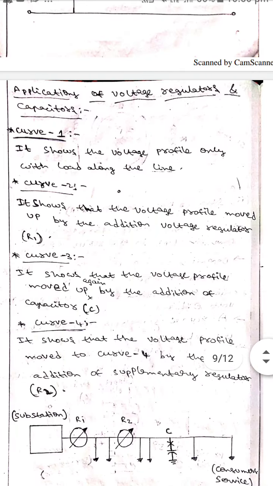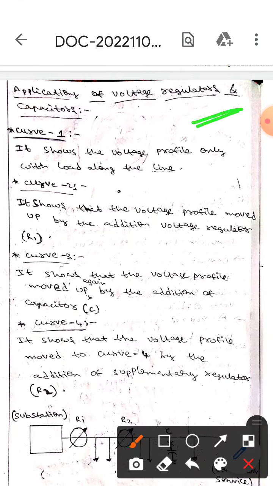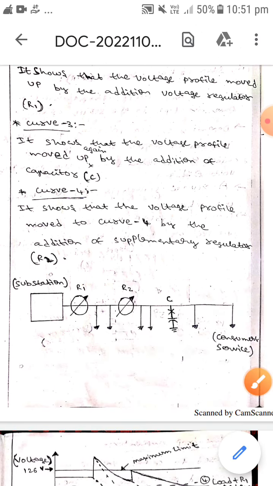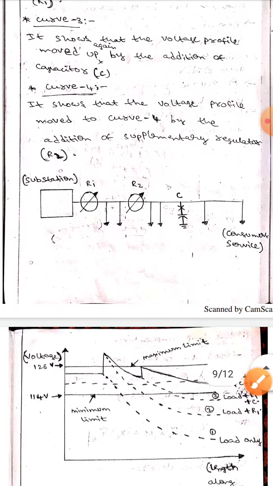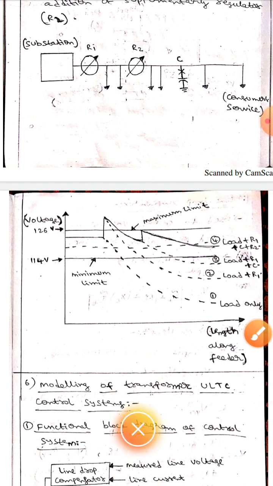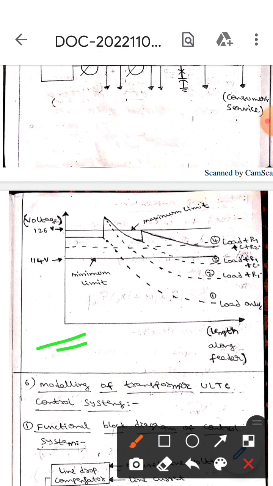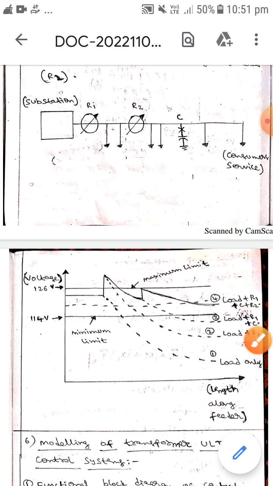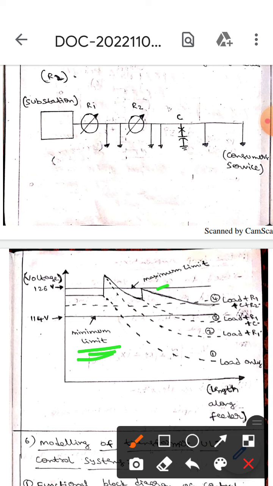Now let's see the applications of voltage regulators and capacitors. This diagram represents the applications of voltage regulators and capacitors. And here we have this graph. In the x-axis there is length along the feeder, whereas the y-axis is voltage. This is curve 1, which contains only load. This is curve 2, this one is curve 3, this one is curve 4. This is the maximum limit, and this is the minimum limit.